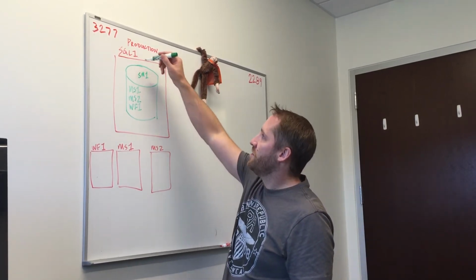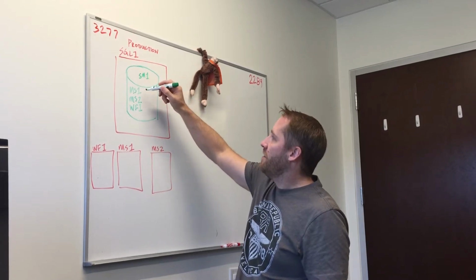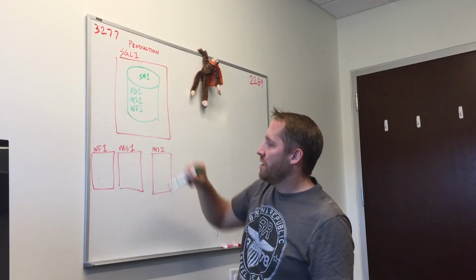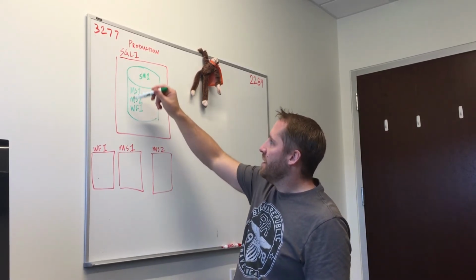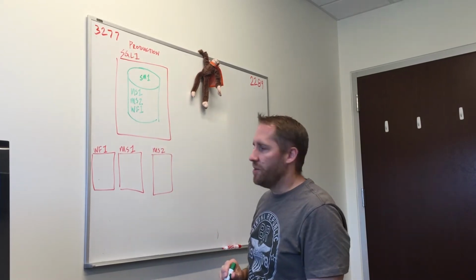We have a SQL server, and on that server we have the Service Manager database. And then we have three management servers, Management Server 1, Management Server 2, and a dedicated Workflow Management Server. And so all of these management servers exist in this Service Manager database.